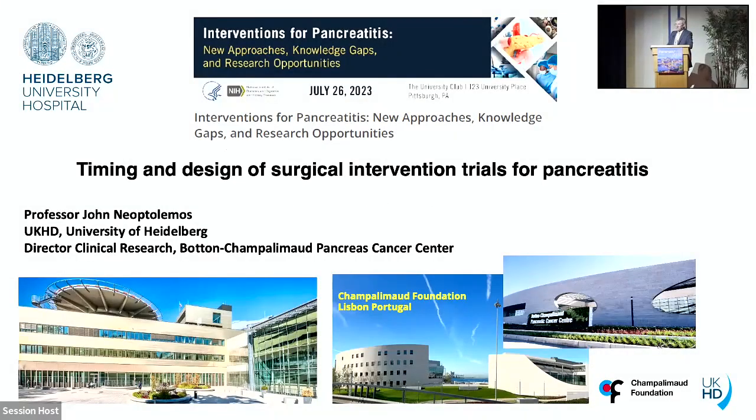The session was then finished, and actually the workshop kind of closed out with Dr. Neoptolemos following up with how do we design surgical intervention trials in pancreatitis moving forward. And John really emphasized the fact the biggest frustration in trying to design these trials is a lack of good staging of early chronic pancreatitis, leading to a very heterogeneous group with different etiologies being assigned to narrow therapeutic options.